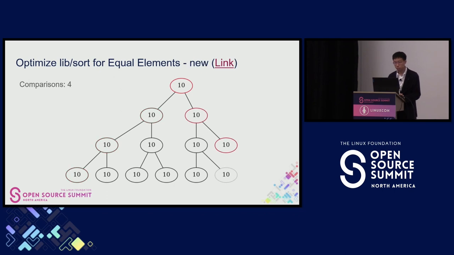And for the optimized version, we will choose the right child. In such cases, we only need four comparisons. For the same reason, we need to find the sift down path first with two comparisons and then sift up again with another two comparisons.